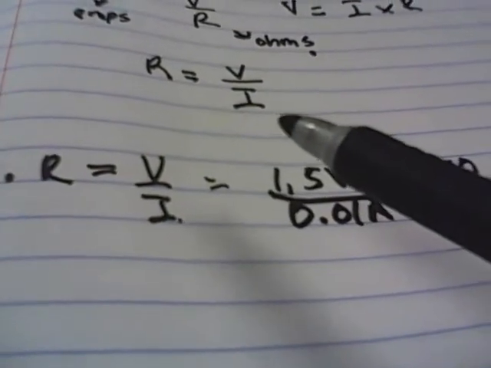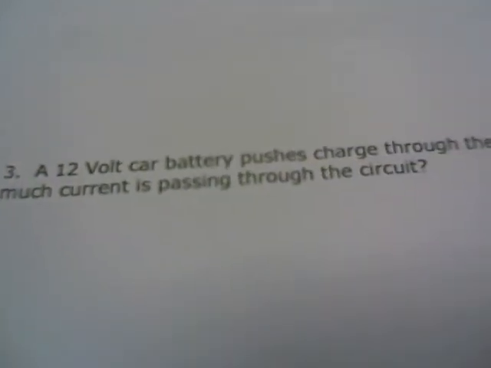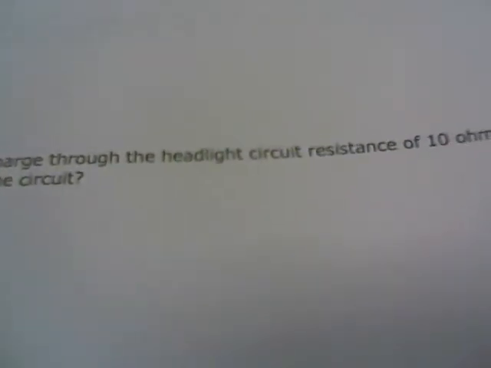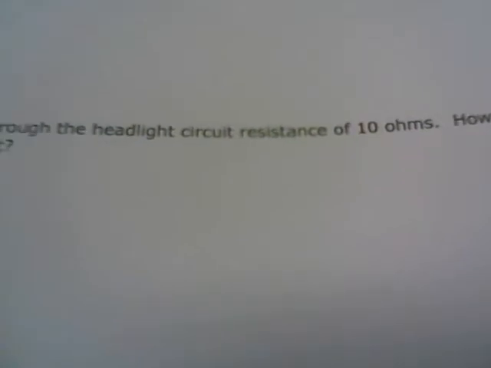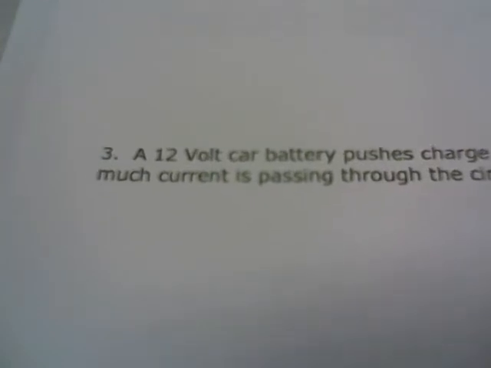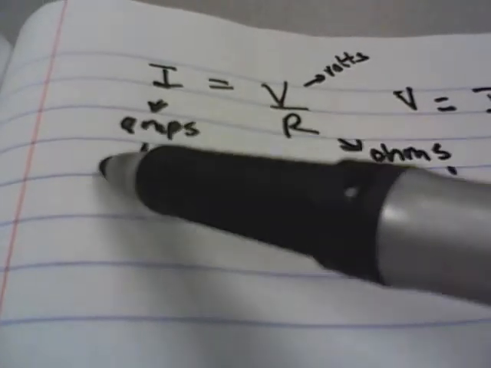All right. So let's move on and look at number 3 because it's asking us a different question than resistance, and I want to try and use all the equations. So number 3 says a 12-volt car battery pushes charge through the headlight circuit resistance of 10 ohms. How much current is passing through the circuit? So it asks us how much current. And so for current, we use I. Amps, current. Current is in amps. So we're going to use the equation for number 3: I is equal to V divided by R.